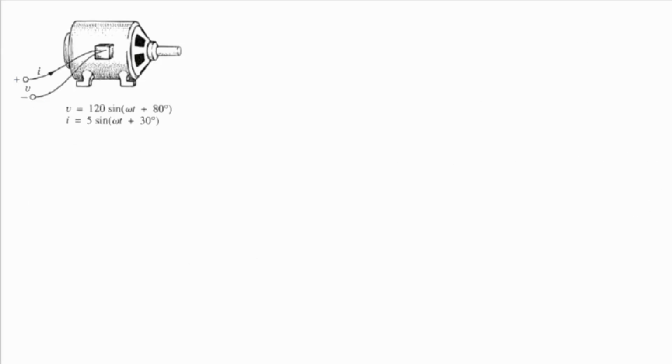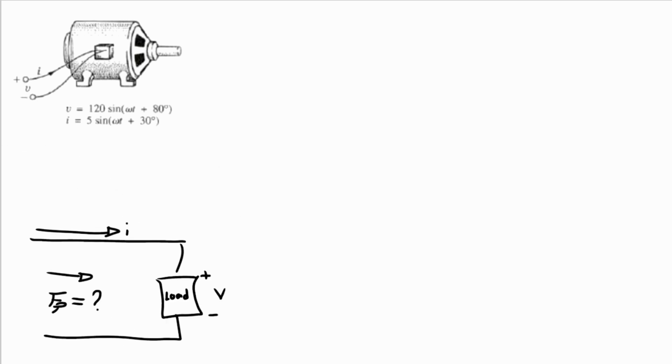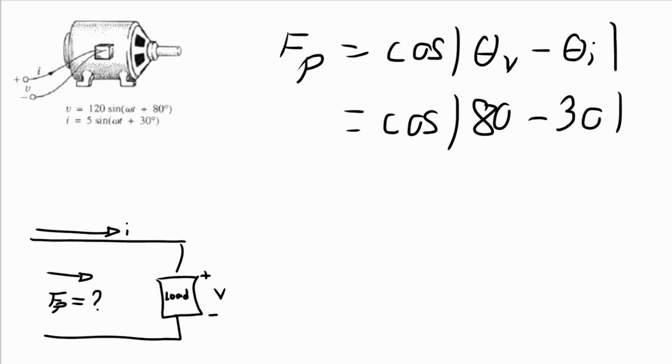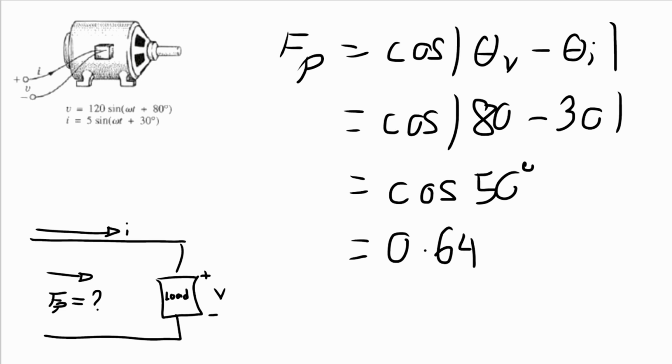So for our second example, we are given a picture. To make this easier, I've drawn the same diagram as question 1. In this case, we would be using the same formula again from question 1, FP equals cos of the absolute value of the angle voltage minus the angle current. In this case, it will equal cos of, using our values, 80 minus 30, which of course gives us cos of 50 degrees, giving us the final value of 0.64.